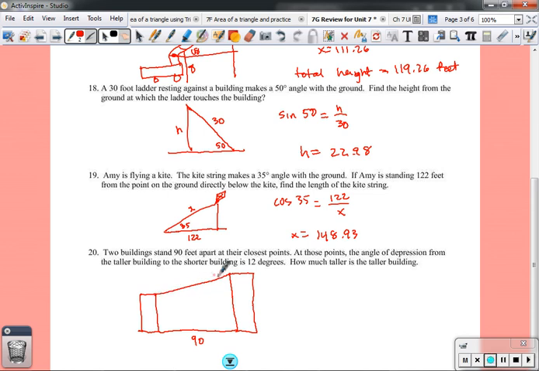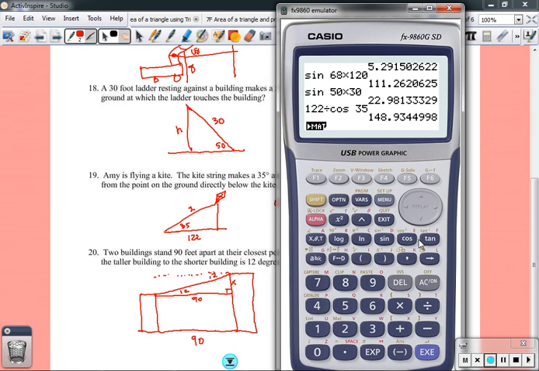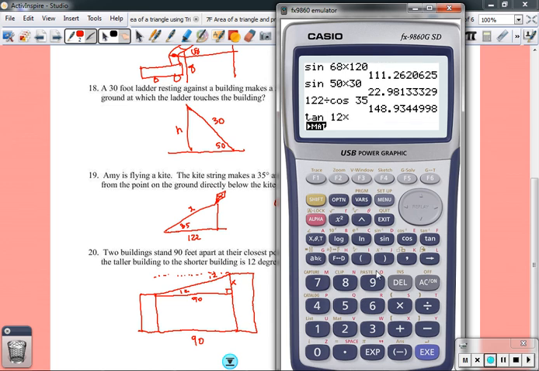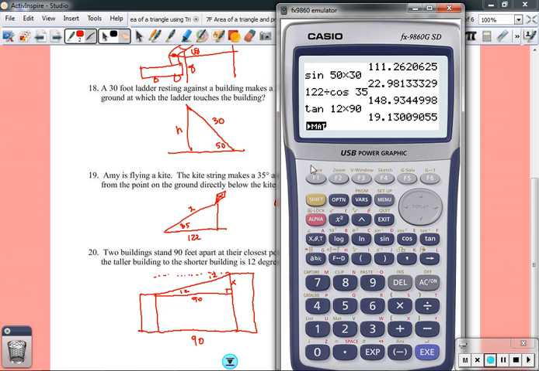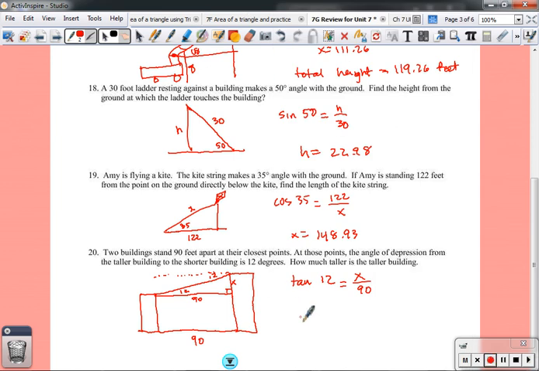So from here to here, and then the angle of depression, remember, is starting at the horizontal and going down. And I know that I'm going to have a right triangle, so I'm going to go ahead and put that in. And then this is also 12. And that is 90. How much taller is the building? Well, we're looking for that right there. And this is tangent. The tangent of 12 is x over 90. Tangent of 12 times 90. 19.13 feet.